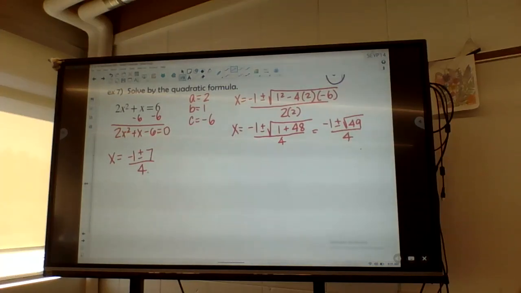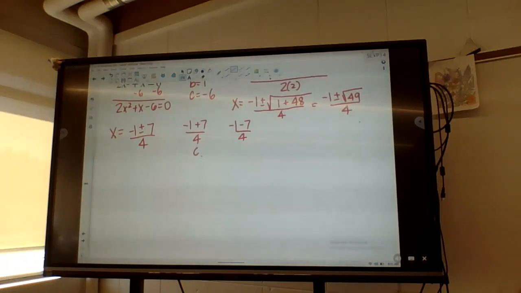So I have 2 options here. I have -1 plus 7 divided by 4 and -1 minus 7 divided by 4. So I'm going to do each of those. So this is going to end up being 6 over 4, which is 3 over 2, or 1.5, and -8 over 4, which ends up being -2. I just went back to double check I didn't lose a negative somewhere in there. I know I've done this wrong before with just having the wrong sign, so not losing that negative on the 1. So that's our quadratic formula.